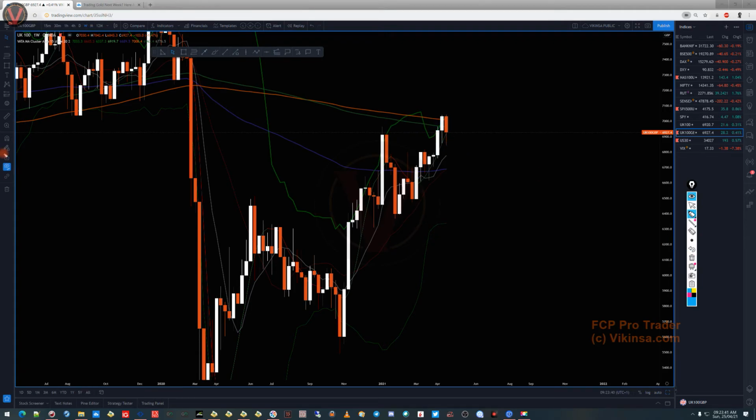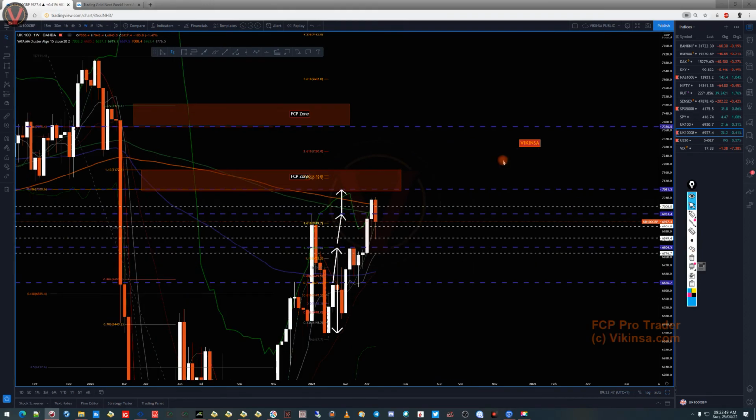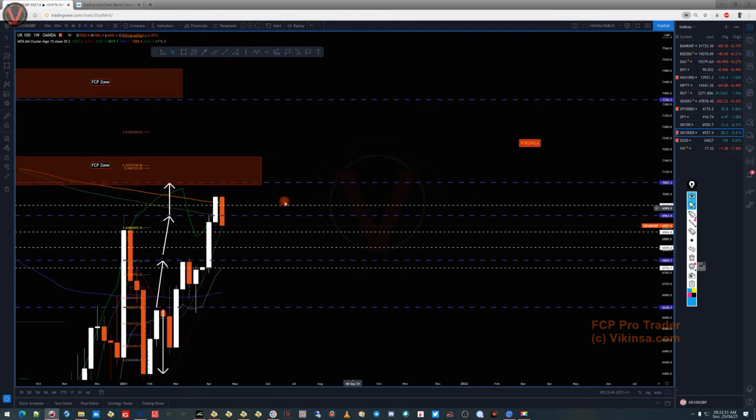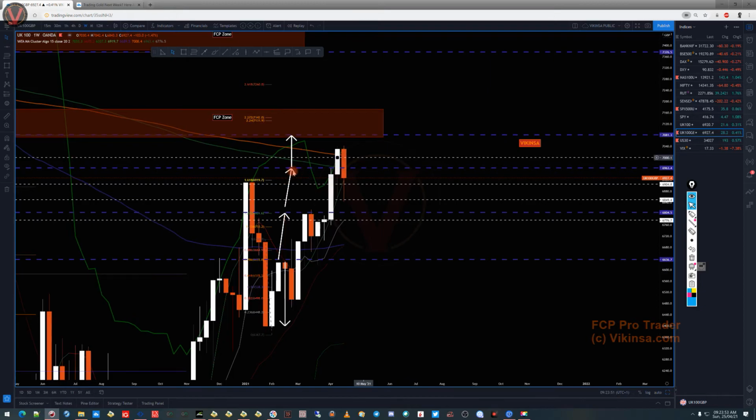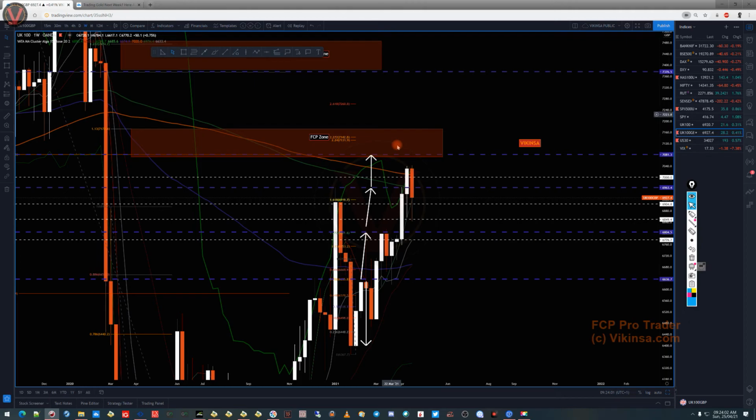And let me go and switch on the original analysis here. So this is what we had. Remember, this is what we discussed last time when we were talking about it. So the market was supposed to come to 7,000 level, which it did. It has actually gone beyond, and that is the level. Now I'm expecting it to go even higher into this level of 7,081, into this FCP zone, or even higher, and off this FCP zone, which is here.